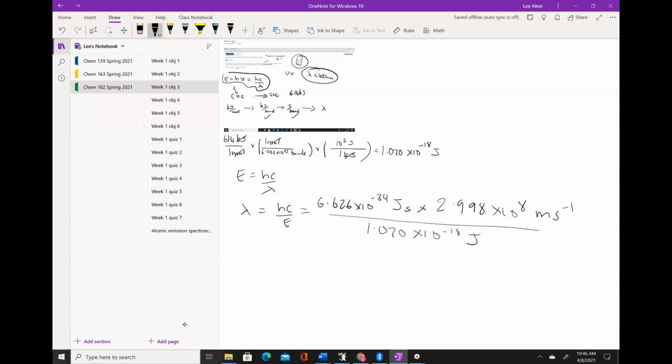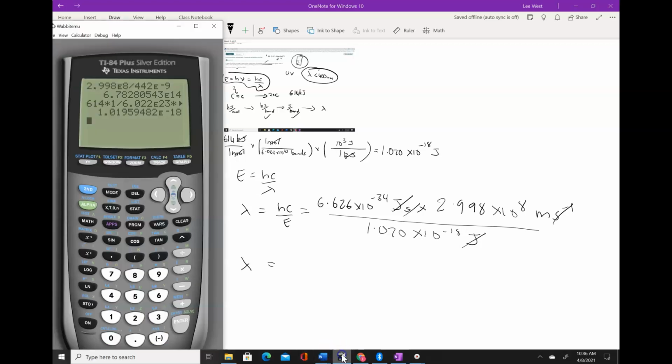And just to be clear, typically energies of photons that we're dealing with that are absorbed by atoms and molecules are around about 10 to the minus 18, 10 to the minus 19 joules. They're the kind of energies involved. So joules cancels, seconds times seconds to the minus 1 cancels out, leaves us with meters, which is good because I'm trying to calculate a wavelength.